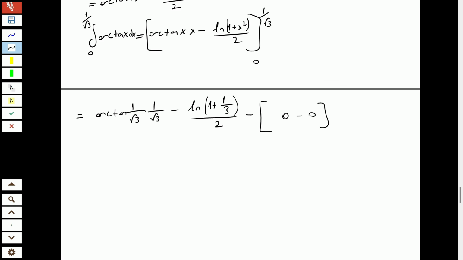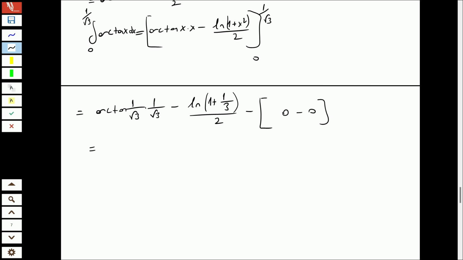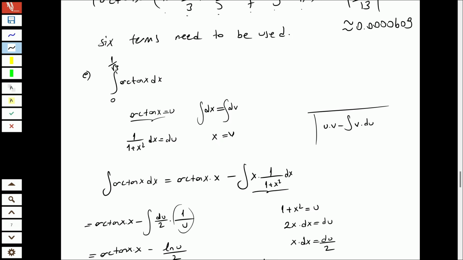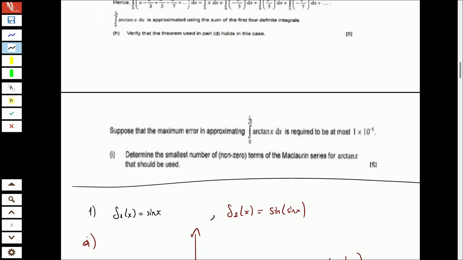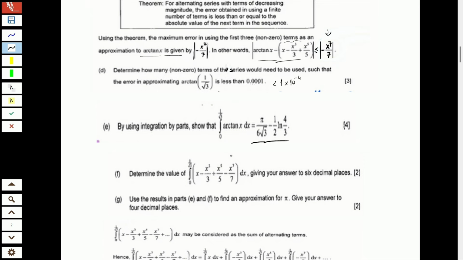And I know arctangent of 1 over square root of 3 is pi over 6. And then ln of 4 over 3 divided by 2. Yeah, we showed it. This is the expression that we needed to show.